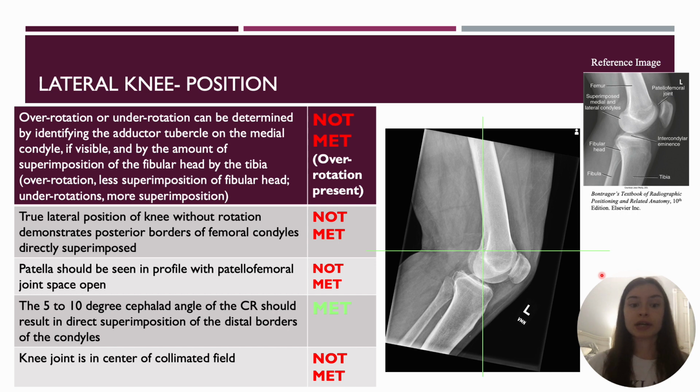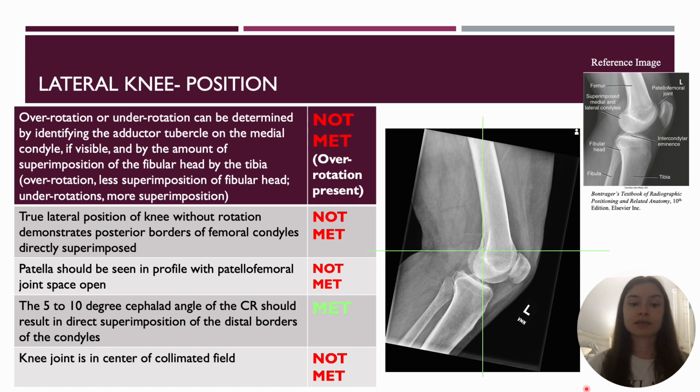The next criteria is true lateral position of knee without rotation demonstrates posterior borders of femoral condyles directly superimposed. So I also said not met for this one because if you look at those posterior borders of the condyles, they are not directly on top of each other and directly superimposed, which means there was rotation.